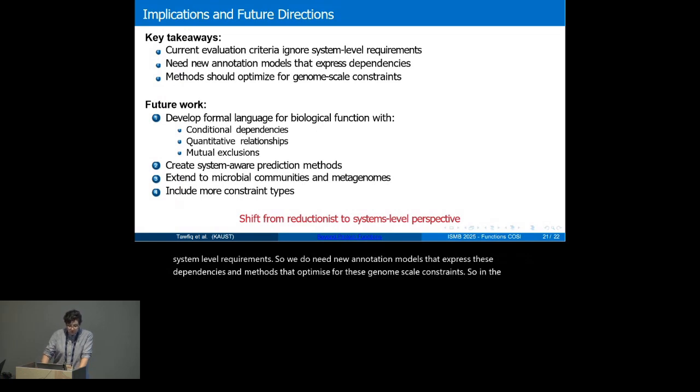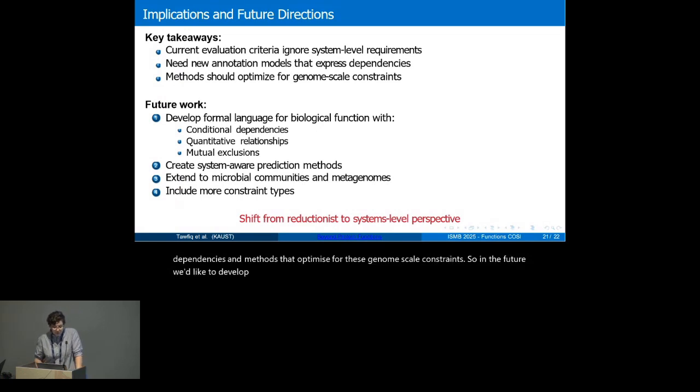So in the future, we'd like to develop a formal language for biological function that includes conditional dependencies, quantitative relationships, and takes into account mutual exclusions. And we'd also like to create system-aware prediction methods and extend them to microbial communities and hopefully metagenomes, and to include more types of constraints in our evaluation. And in that way, we can shift from a reductionist to a systems level perspective.